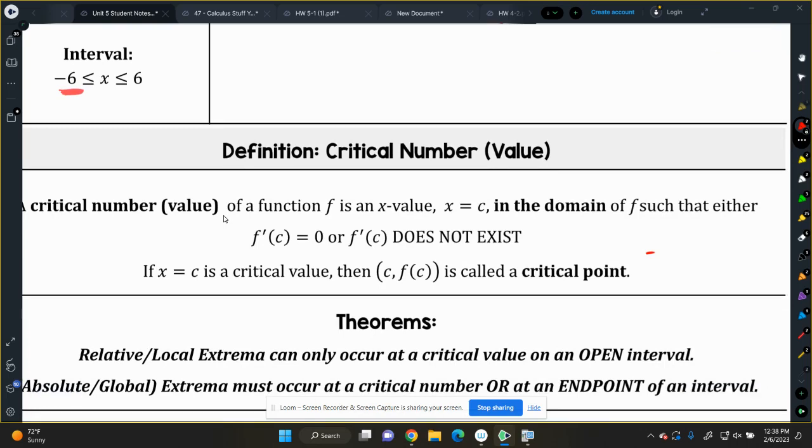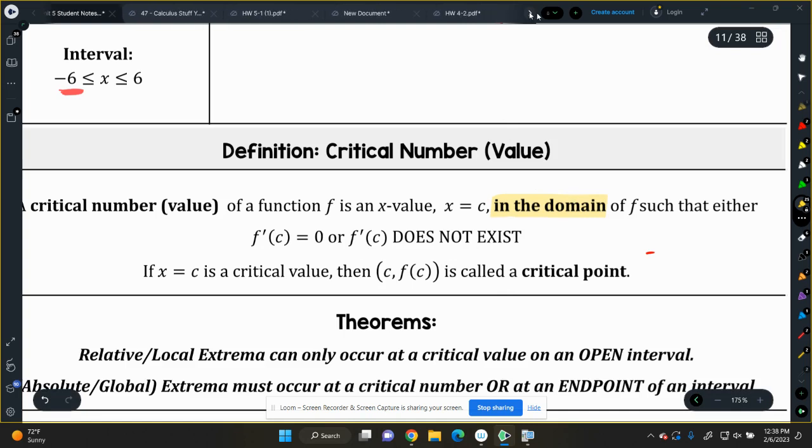I went back to the notes. A critical number of a function is an x value in the domain such that either f prime of c equals 0 or f prime of c does not exist. So now let's go back.